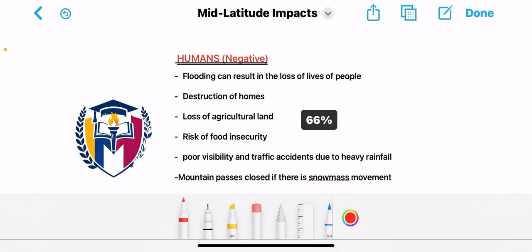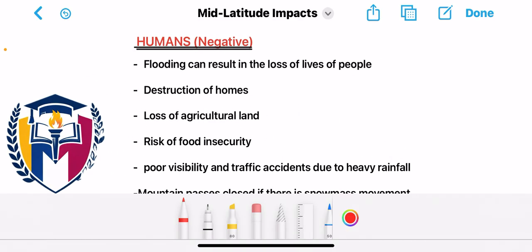Now, let's go to the negative impacts of Mid-Latitude cyclones on humans. The first negative point of Mid-Latitude cyclones on humans is that flooding can result in the loss of lives of people. Remember, when there are floods, people can die from floods. People can be drowned in floods.